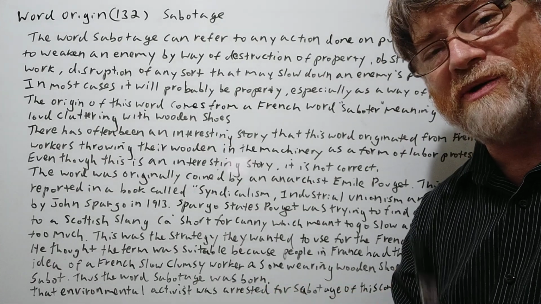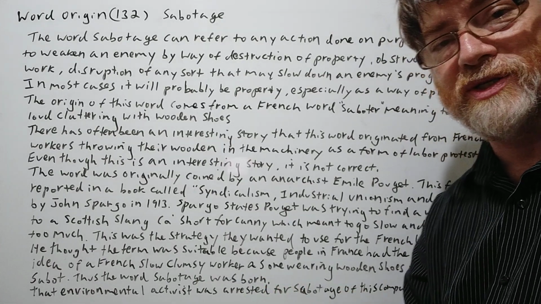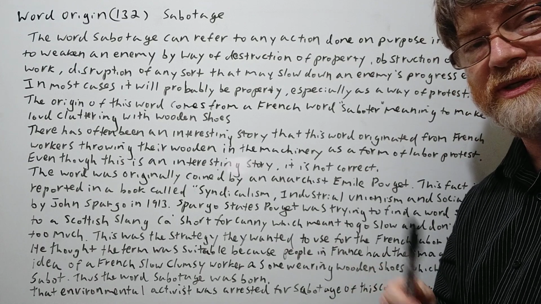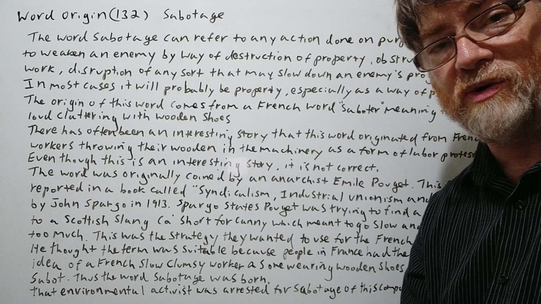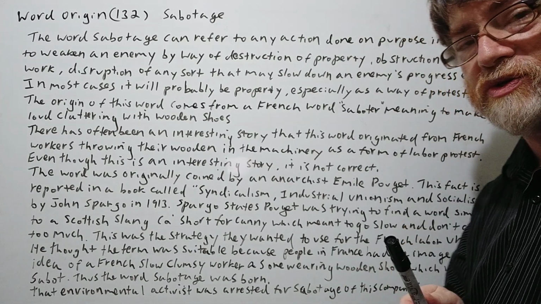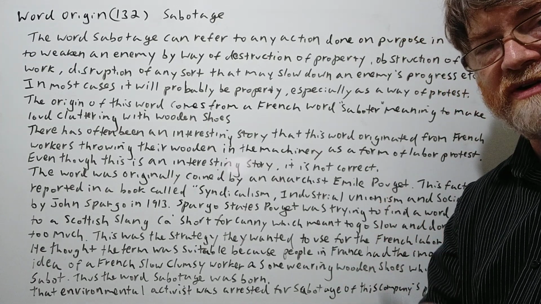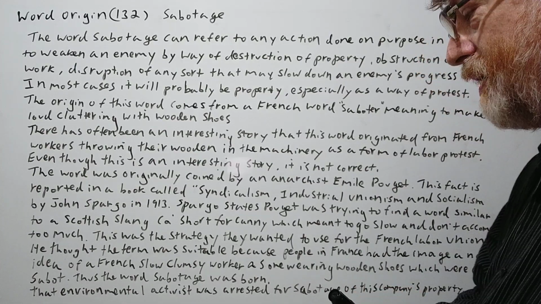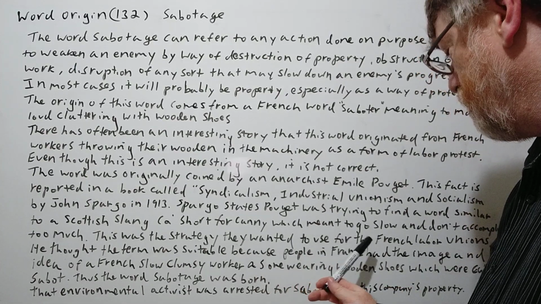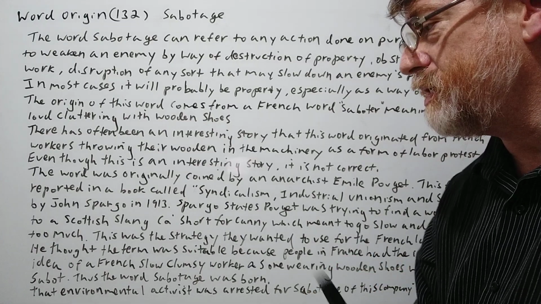So that's how he wanted the workers to work in order to be able to negotiate with the company. Like, if you don't do anything, we'll control those workers just to work very slow and not get much accomplished. All right, let's continue. This was the strategy they wanted to use for the French labor unions.